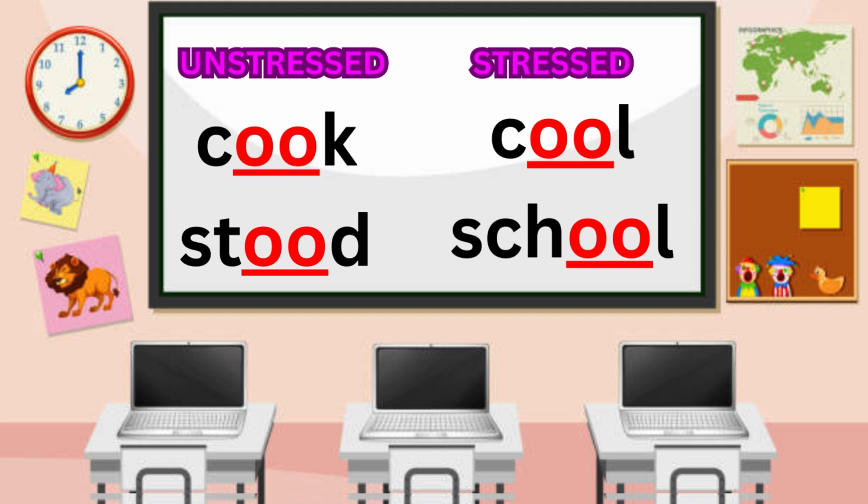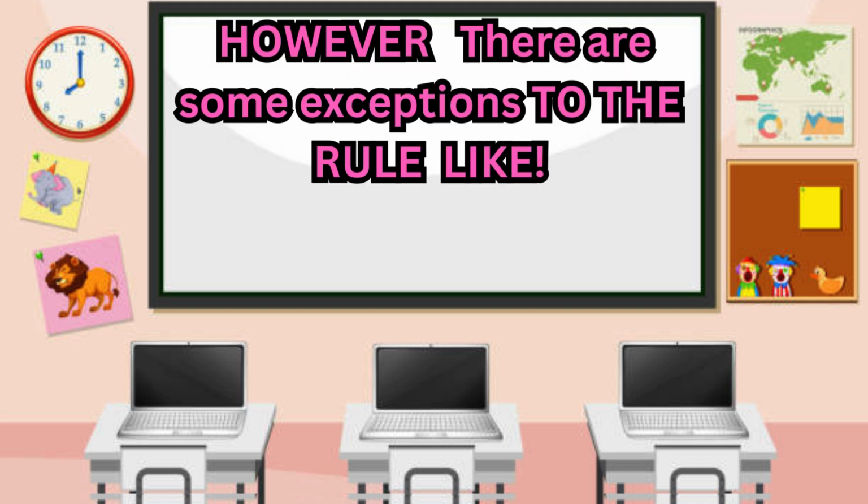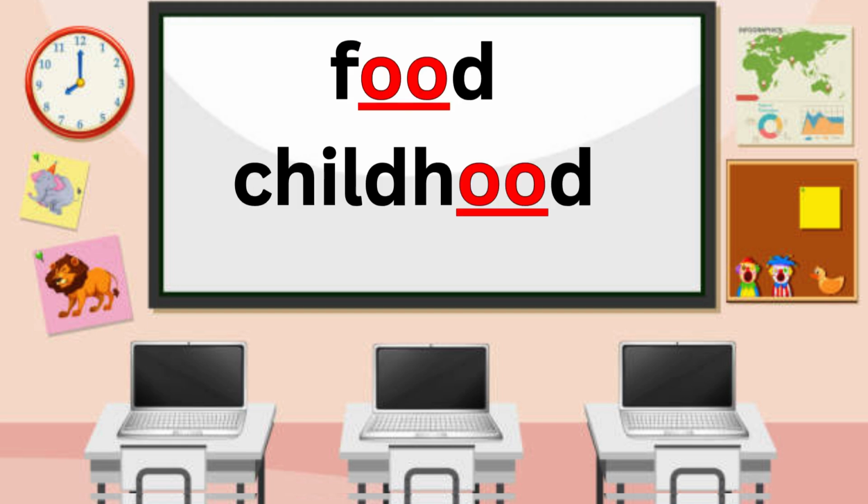However, there are some exceptions to the rule. Example: food, childhood. They have the long vowel sound even though they end with a D, and there are more exceptions that we will look at in our next lesson.